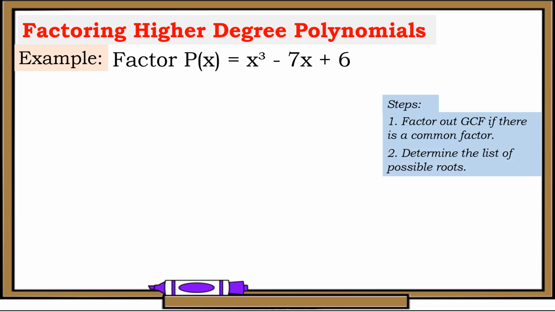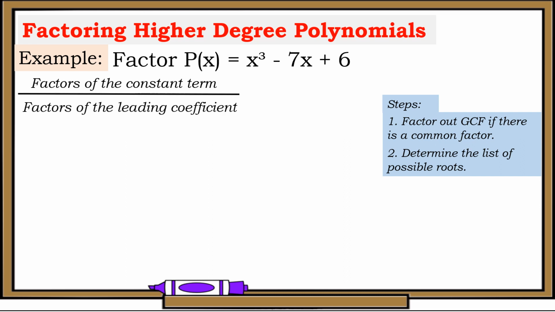Now, how will you determine the list of possible roots? We know that the constant term in the given polynomial is positive 6 and the leading coefficient is 1. Saan galing yung leading coefficient? Pag sinabi mong leading coefficient, yun yung numerical coefficient ng pinakamataas na exponent doon sa polynomial. So, the factors of the constant term, ang constant term natin ay 6. And the factors of the leading coefficient.